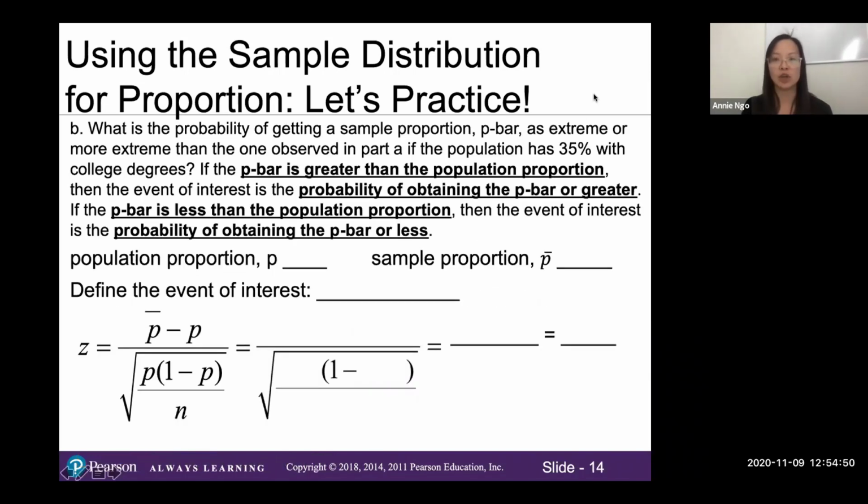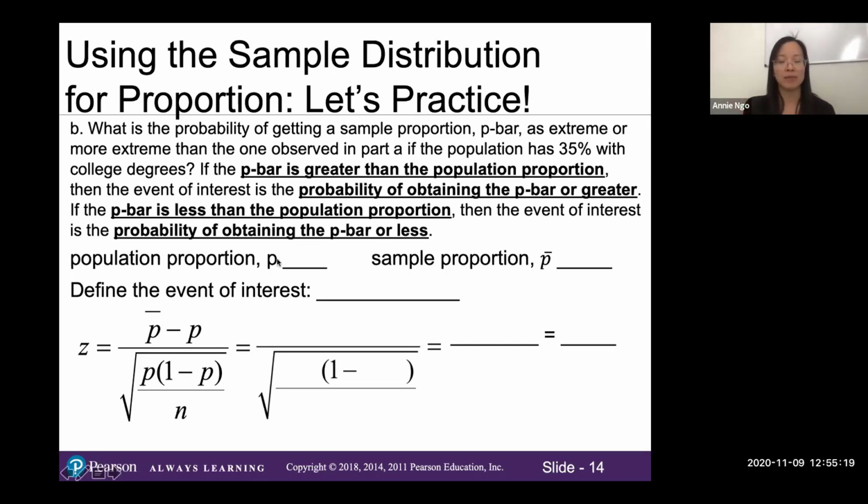So now we have to go ahead and put it all together, right? So part B asks, and the homework wording is a little bit weird. That's why I specifically wanted to do this as an example in class so we can talk through it. What is the probability of getting a sample proportion, p bar, as extreme or more extreme than the one that you saw in part A, if the population has 35% with college degrees? And then let's talk about this in just a moment.